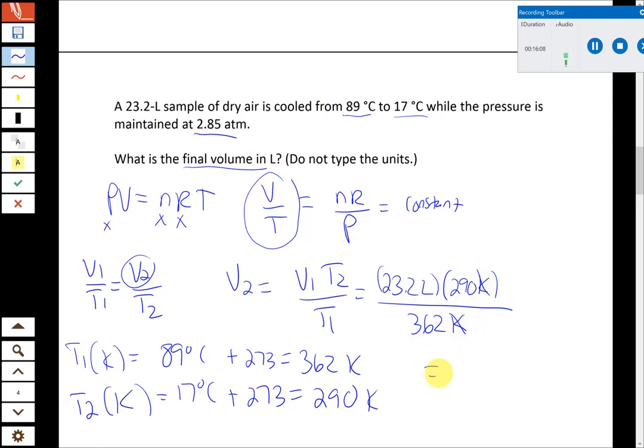Hang on just one second. All right, and what I got was 18.6. All right, the volume decreases as the temperature decreases also. All right, so this is the other type of problem where you have to basically figure out which variables are changing and move them over and set initial and final equal to each other.